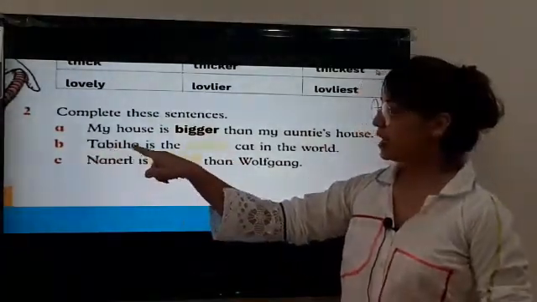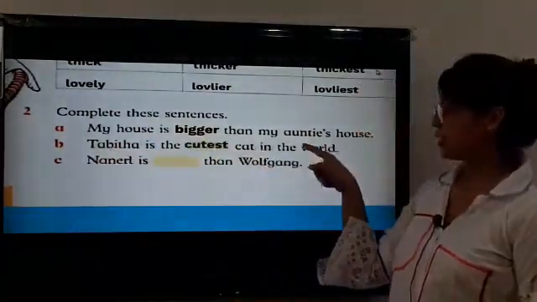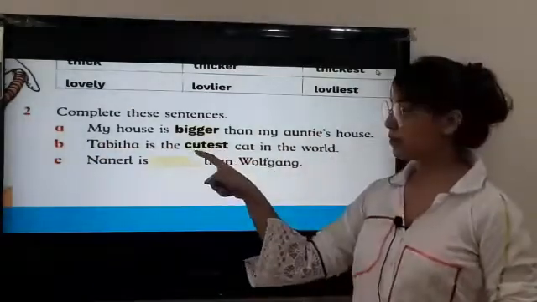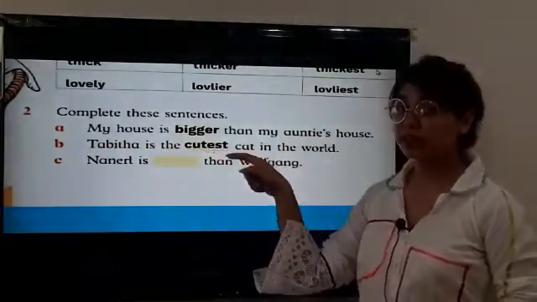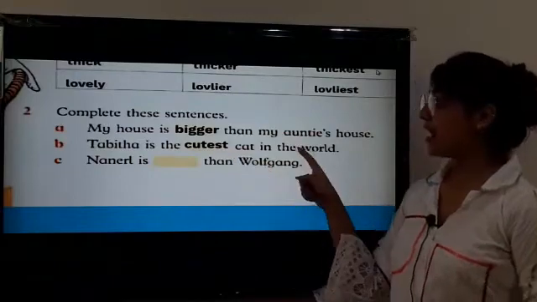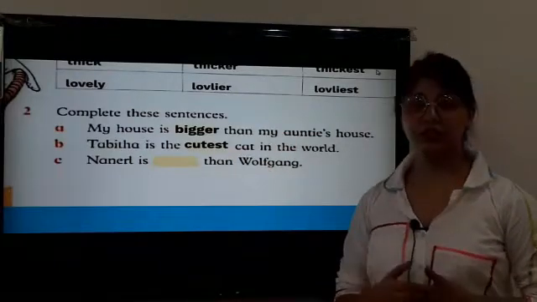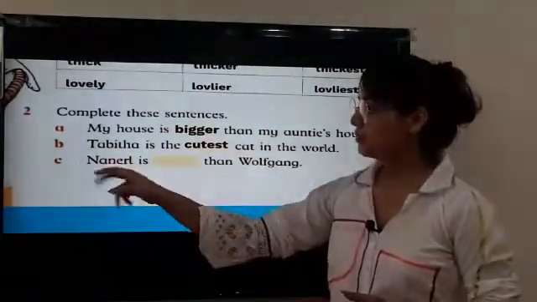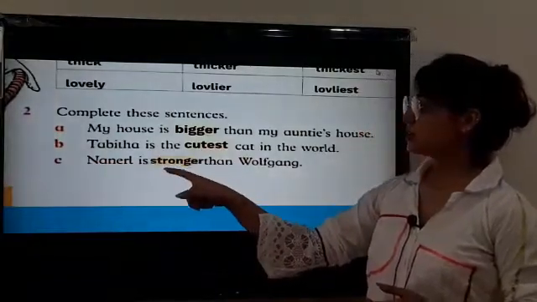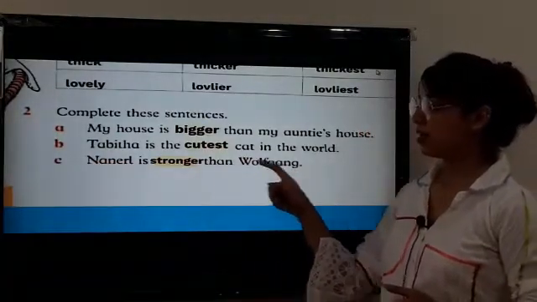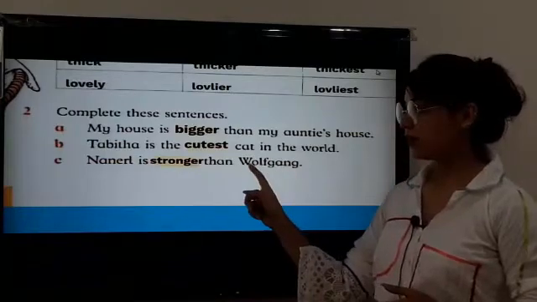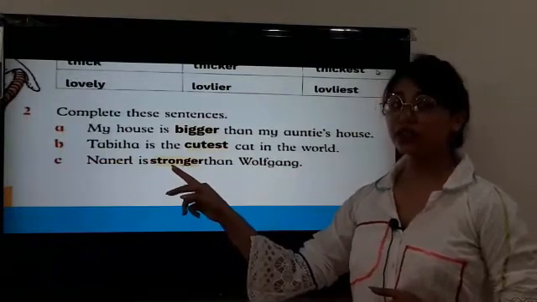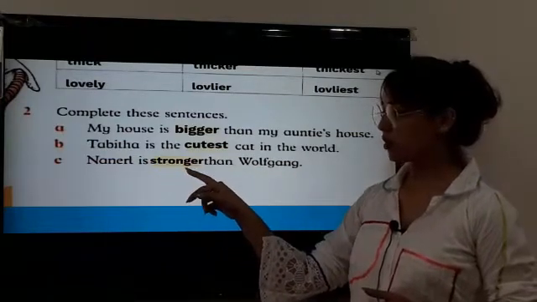B. Tabitha is the dash cat in the world, cutest. Why did I write superlative degree here? Because I am comparing more than two things. C. Nandral is stronger than Wolfgang. Now I am again comparing two things, therefore I wrote comparative, stronger.